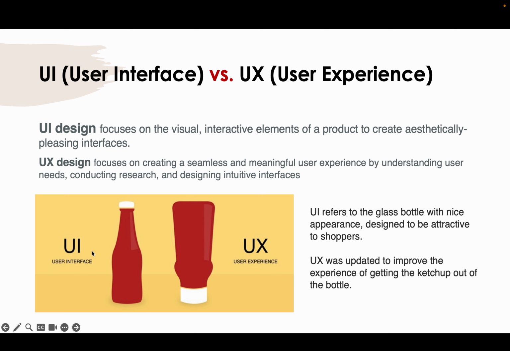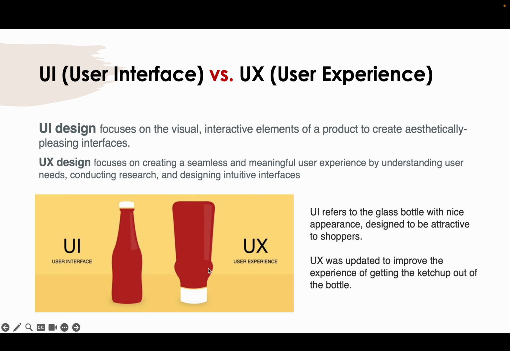UI is about the look and feel of the product. Let's take a ketchup bottle as an example. The UI would include the label design, the shape of the bottle, the color, the texture, and even the design of the cap. These are all the visual elements and how they are presented to the user. The glass bottle with a nice appearance is designed to be attractive to shoppers.